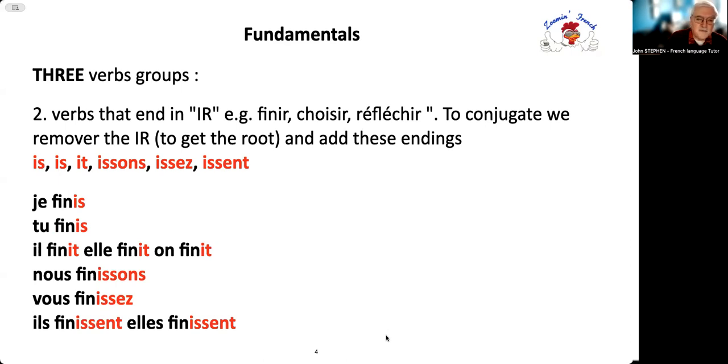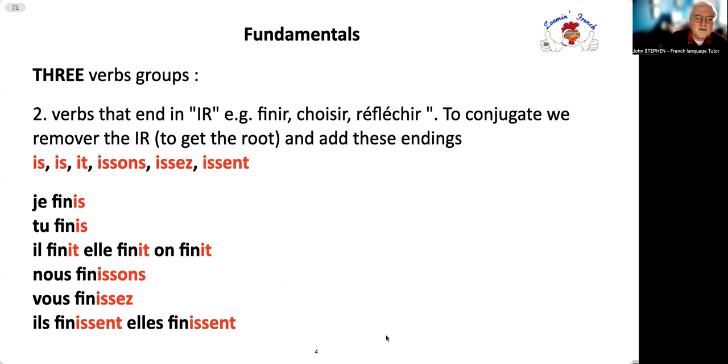And we go, je finis, tu finis, il finit, and obviously elle and on finit. Nous finissons, vous finissez, ils finissent, elles finissent. Now you'll hear me exaggerating slightly the double S, finissent. And the reason is because it is in great contrast with a single S in French, which sounds more like a Z. Okay, but when there are double S's like this, it is definitely an S sound.